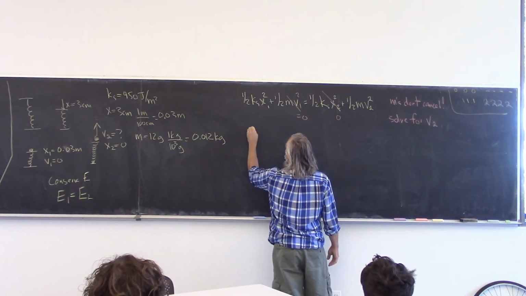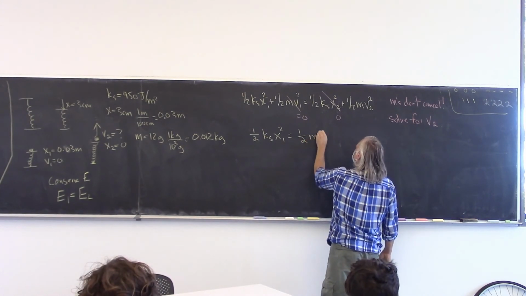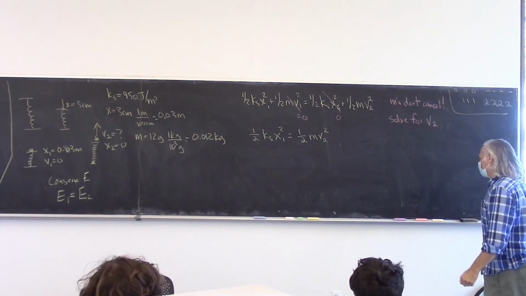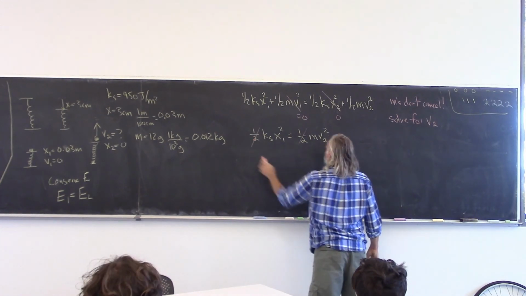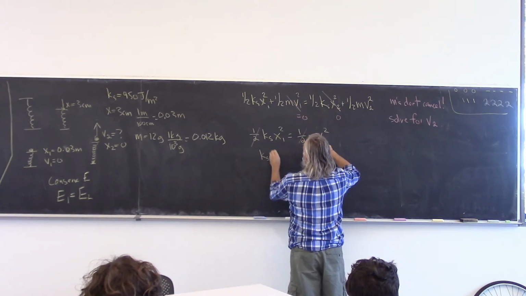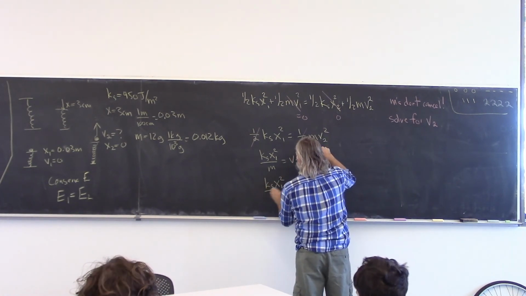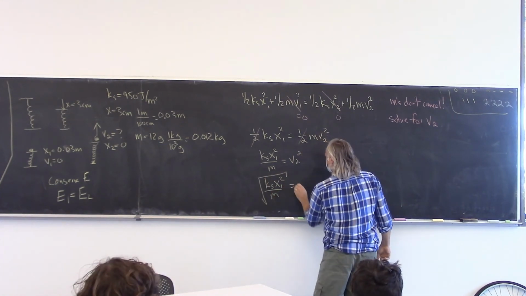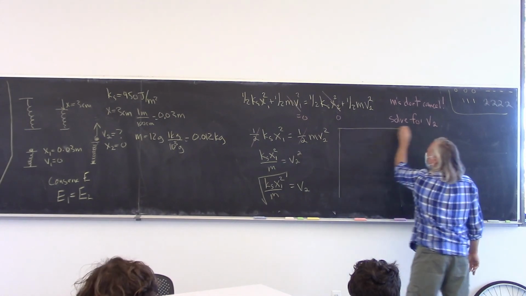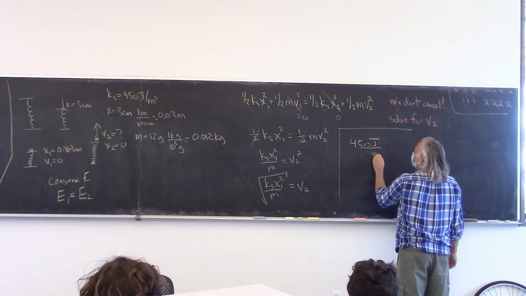So let's do that. So first I'll just write 1/2 k_s x1 squared is 1/2 m v2 squared. We do have halves canceling now. So I want to get v2 by itself. I'll divide both sides by m. That's v2 squared. And so now we can plug in some numbers. So let's do that. k_s is 450 joules per meter squared.